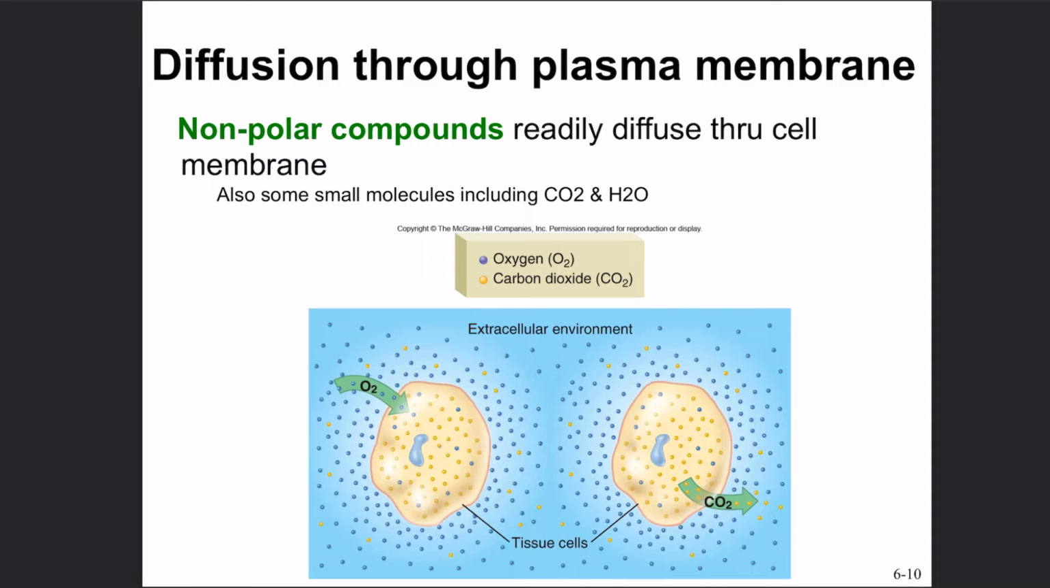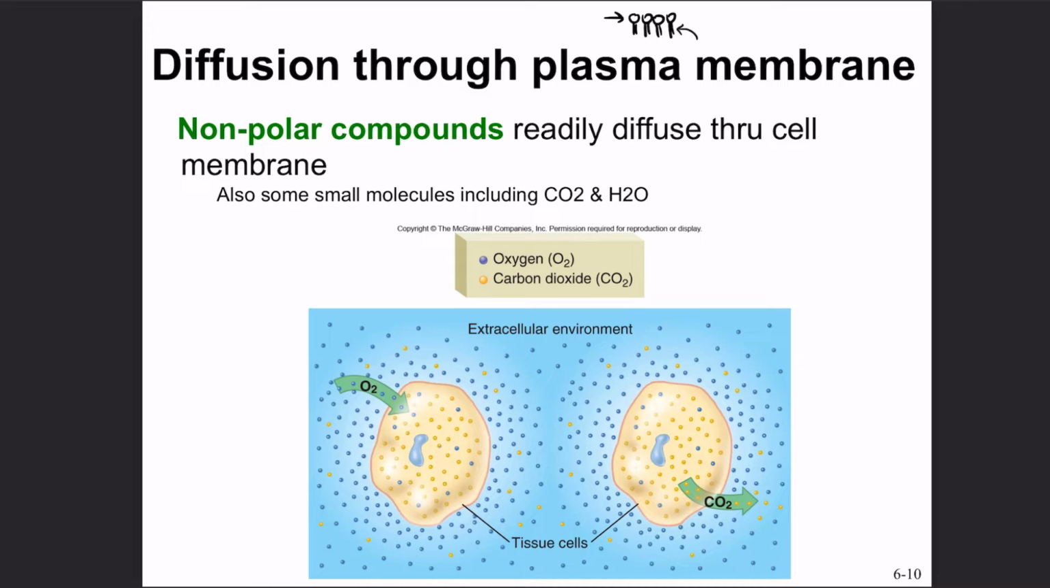We're interested in diffusion through the plasma membrane. If you can remember, our plasma membrane is made out of that phospholipid bilayer. So it has phosphate heads and lipid tails, which means it has a hydrophilic area where the heads are, and then a hydrophobic area where the tails are. This impacts what can move in and out of the cell freely.